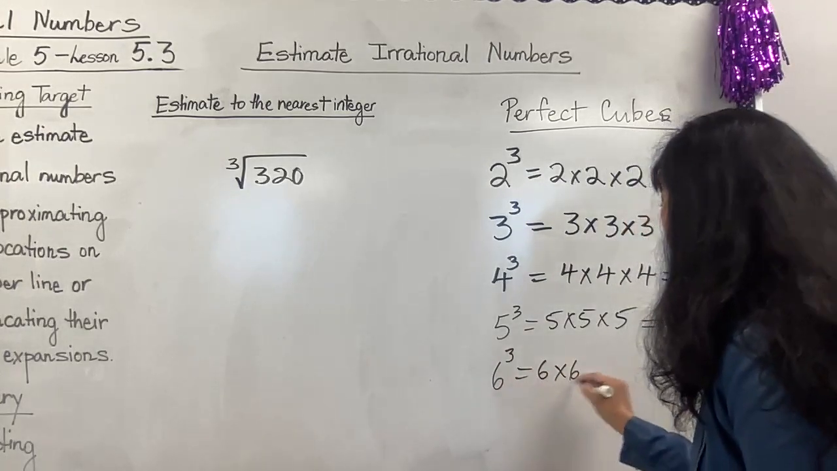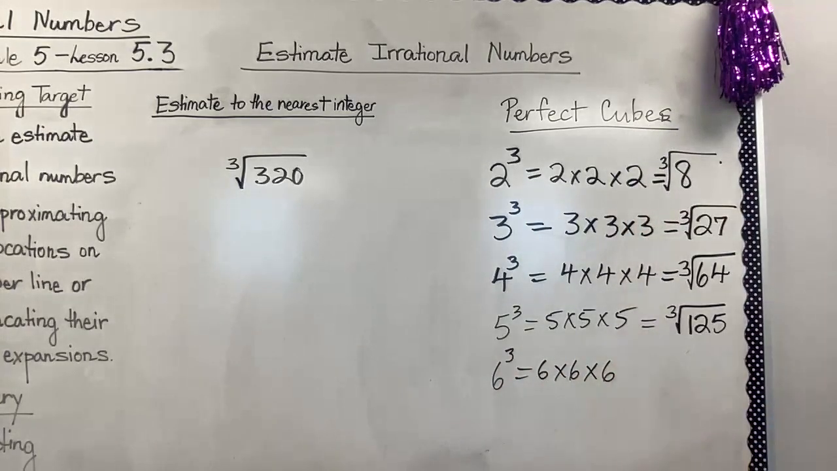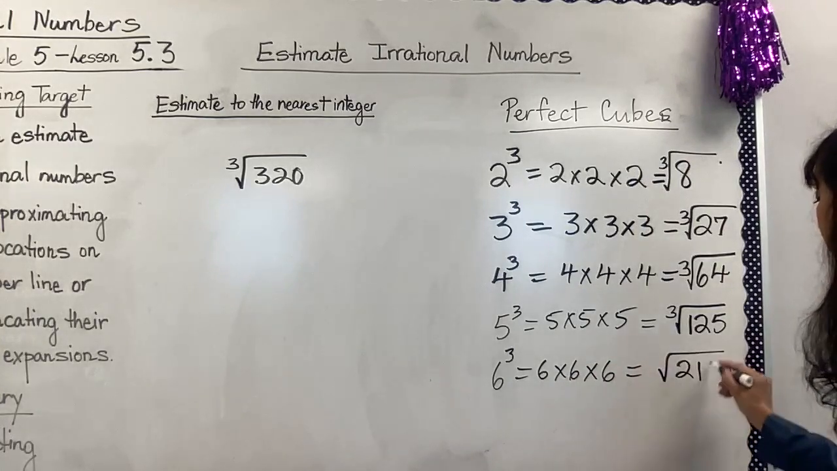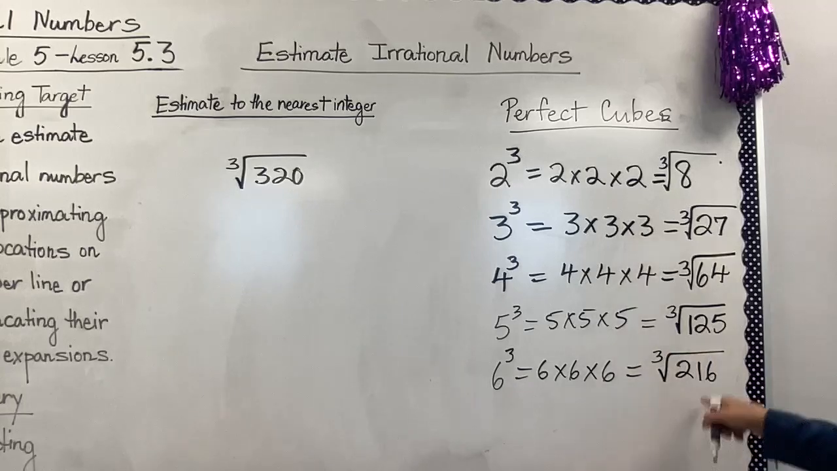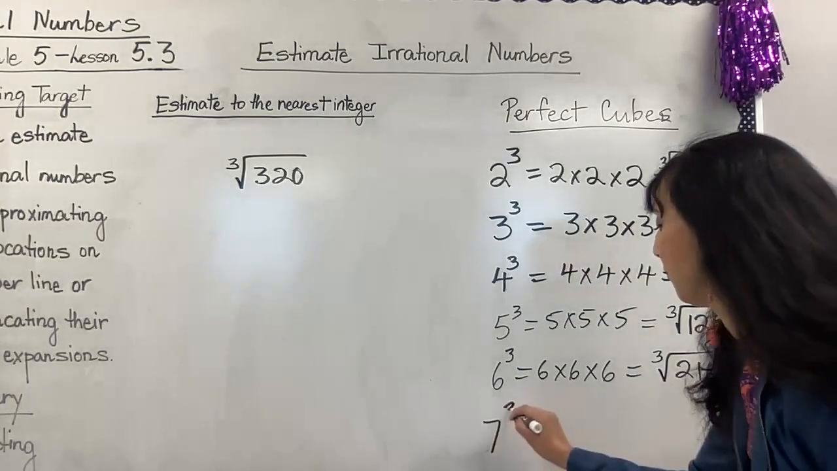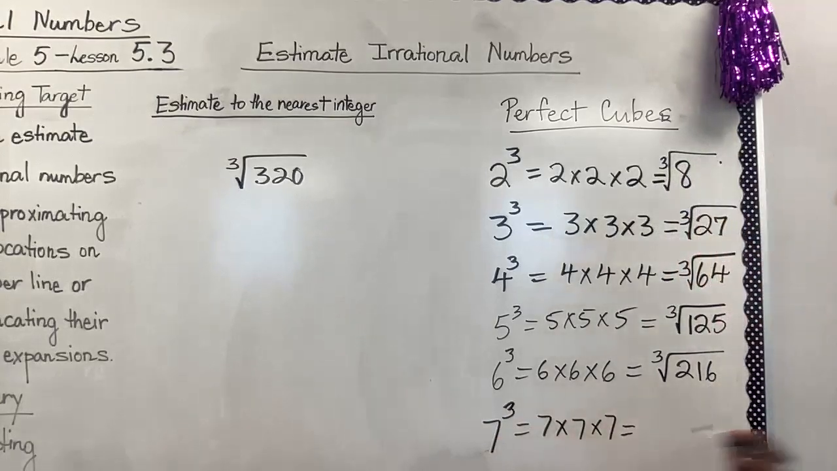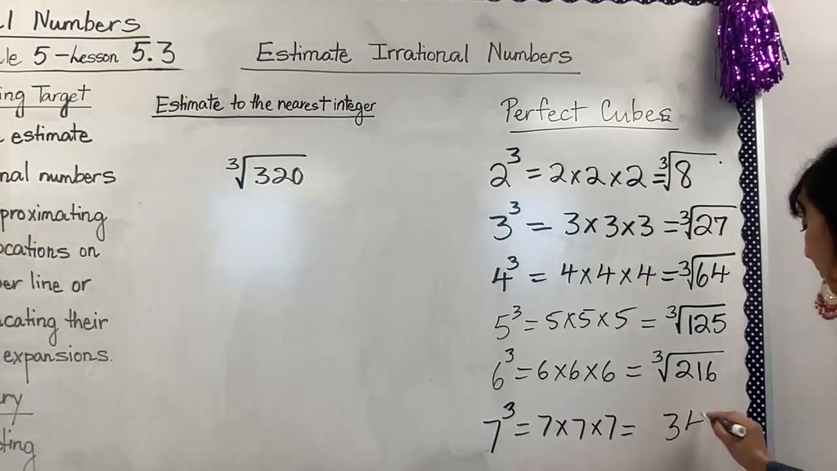Let's try 6 cubed, and what we get? 6 times 6 is 36 times 6, and I get 216. So my answer would be 6 for this one. And then let's try the perfect cube for 7. We have 7 times 7 times 7. 7 times 7, 49 times 7 is going to give me 343.